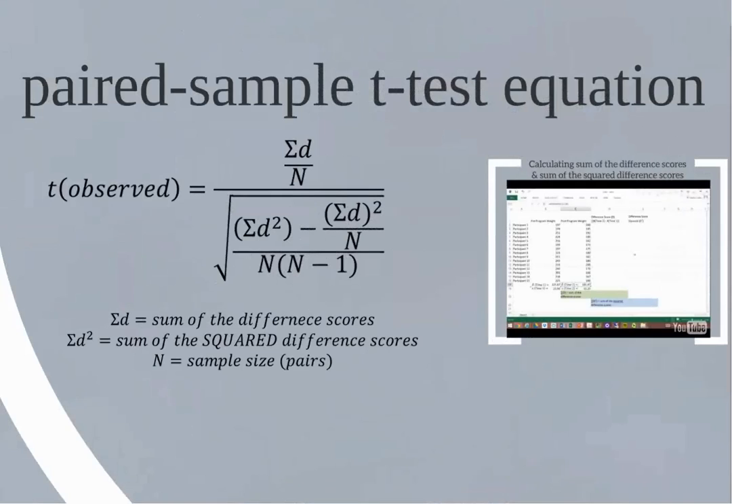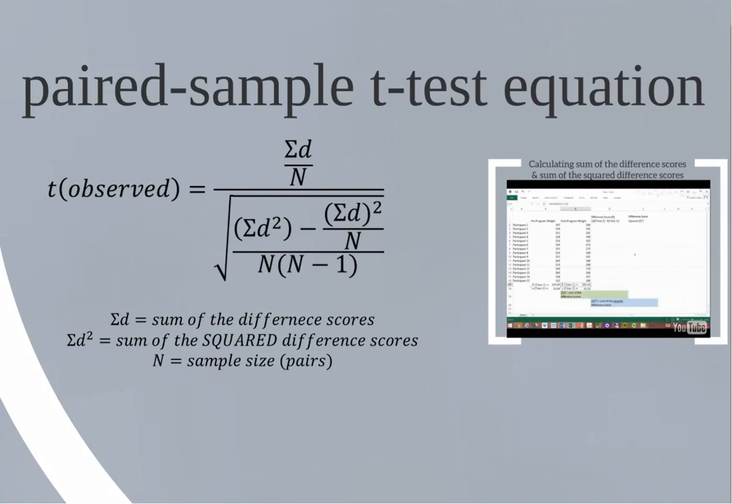Here's our basic paired sample t-test equation, used to calculate our observed t-value. At the top we have the sum of the difference scores divided by the sample size, all divided by the square root of the sum of the squared difference scores minus the sum of the difference scores squared divided by n, and then that is over n times n minus 1, and then we take the square root of that.